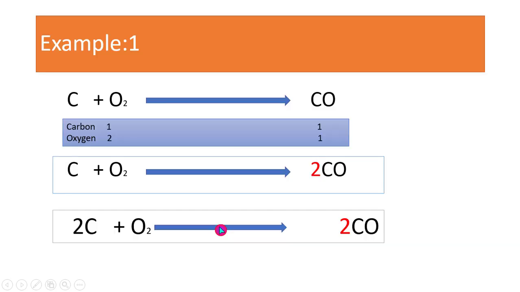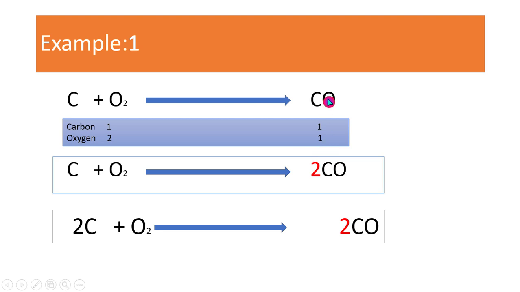Now we discuss some examples in order to balance the chemical equations. Example 1 is the simplest example in which carbon reacts with oxygen and forms carbon monoxide. In this example, carbon has one atom in the reactants and one atom in the products. And oxygen has two atoms in the reactants and one atom in the products.